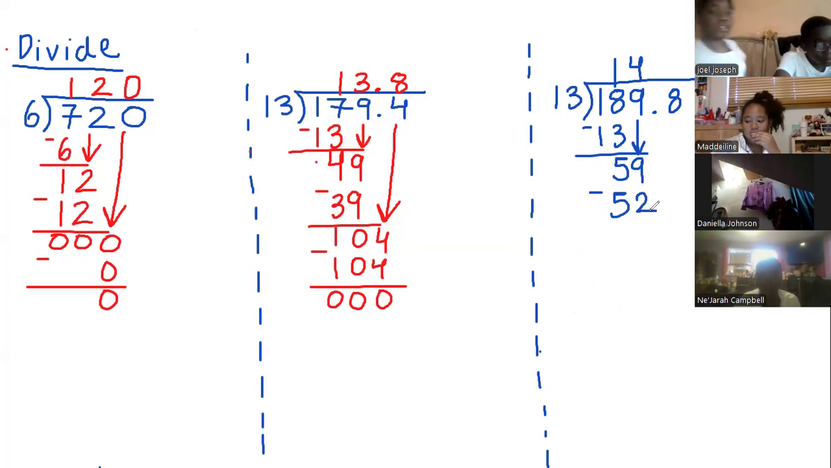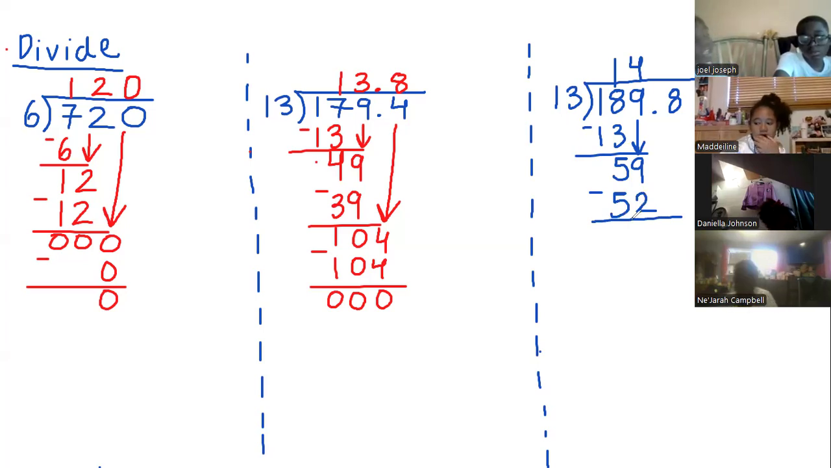So 59 minus 52. 9 minus 2 is what? Excuse me, Miss Petit. Yes, Lorenda? I sent in my work a few minutes ago. I don't know if you see it yet. Yes, I got it. Thank you. 9 minus 2 is what? 7. What do we do at this point?